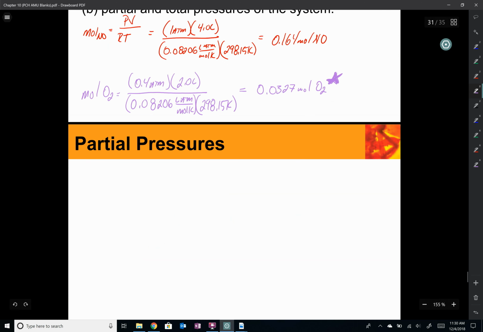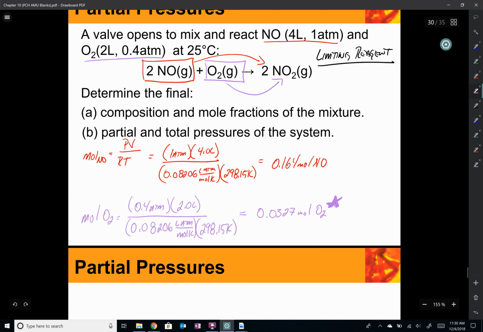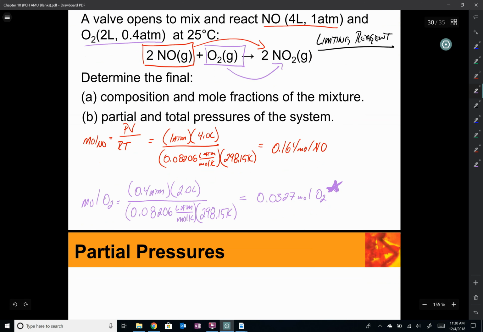So what does this tell us? Well, remember, our limiting reagent is what gets used up completely. That means after we mix these things together, the oxygen is completely gone, completely used up. But does that mean that my NO is completely used up? Well, the answer is no. We still have some NO left over.